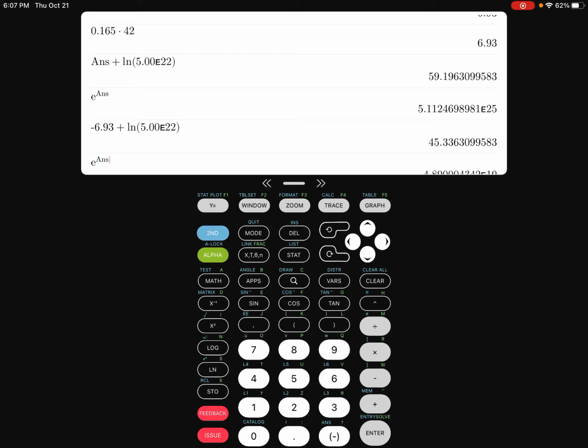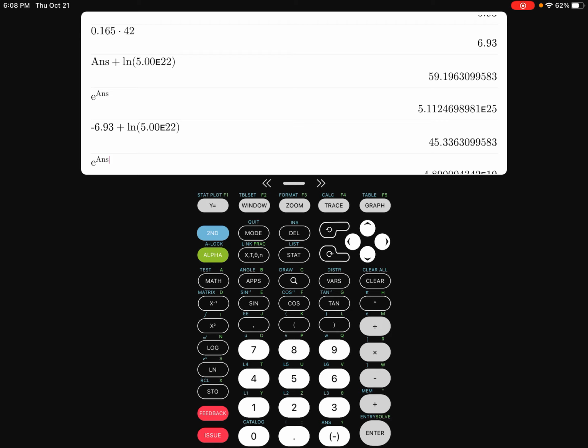Now, as soon as I hit that number, I know that I've done something wrong, because if I started with 5.00 times 10^22 atoms, and I'm doing a radioactive decay, I can't have more atoms than what I started with. Okay, so that's your first sign something's not right. So go back and check to see if you did the negative.